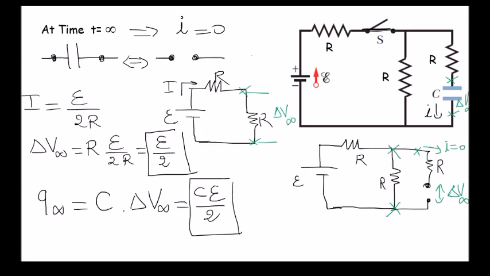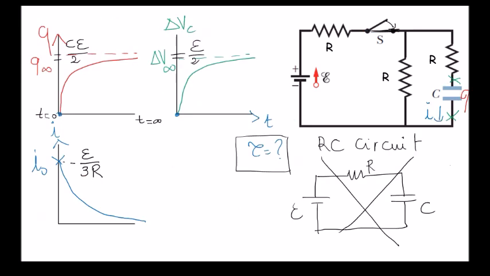So let's come back now. The time constant tau is equal to the charge infinity over the current I naught. If you do that, C E over 2 divided by E over 3R, you will get 3/2 RC. So we know all the characteristics of this capacitor during the charging process.